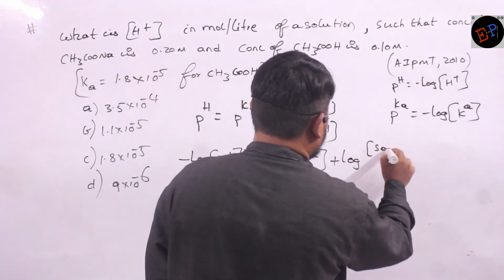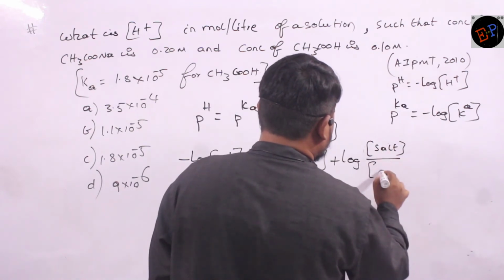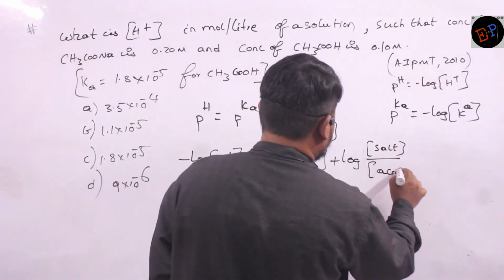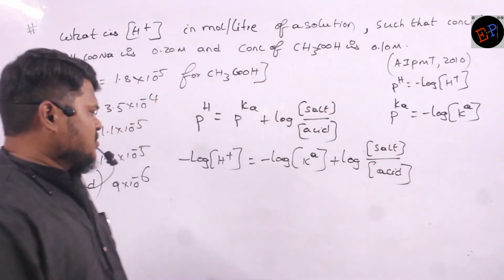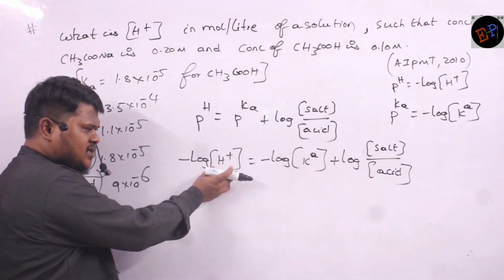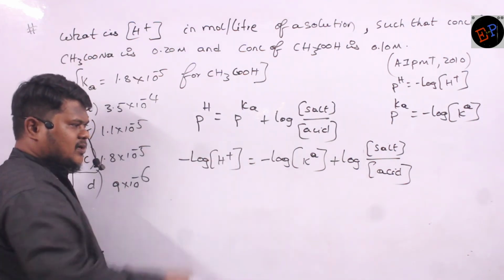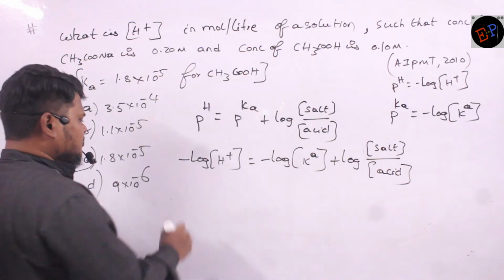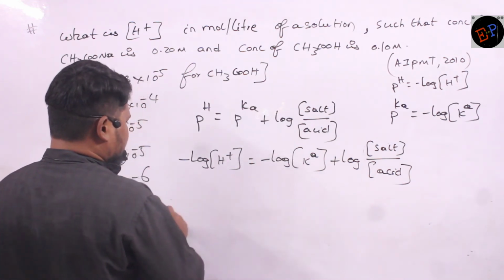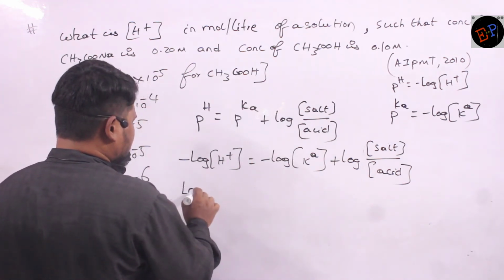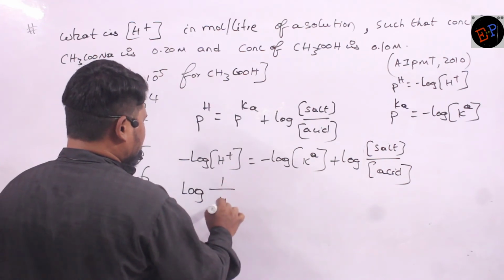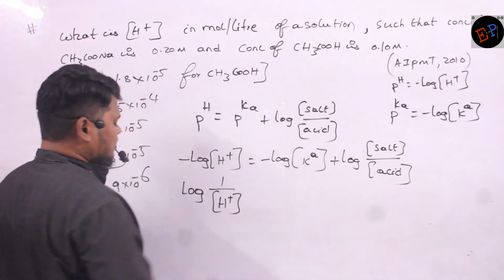Concentration of salt divided by concentration of acid. That's all. So I want pH, only H plus concentration now. So you better remove the logarithm on every side. How can I remove it? So this I can write as log of 1 by H plus ion concentration.